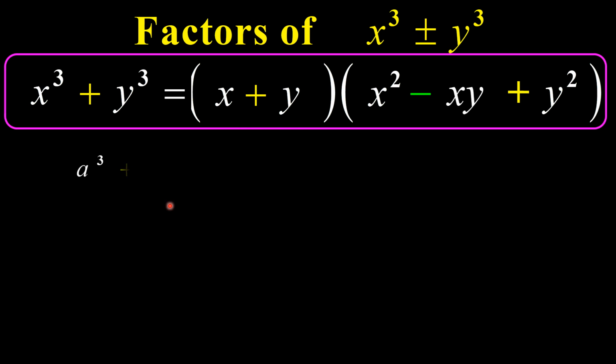Let's take an example. I've got a cubed plus 8. So I'm going to have my linear factor and my quadratic factor. A cubed will be a, and the cube root of 8 is 2, so that will be a plus 2. Then a with what gives me a³? A squared. 2 with what gives me 8 will be 4. It's always a plus 4. Then if there's a positive, I need to have a negative. But then I'm going to have 2a, so it will be negative 2a.